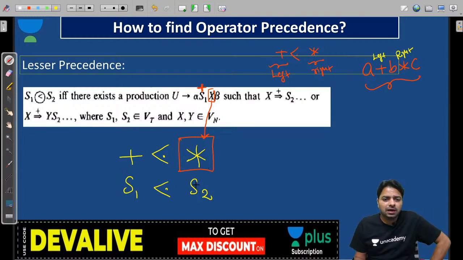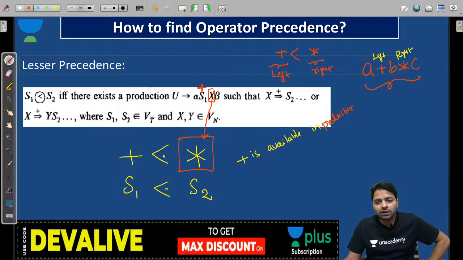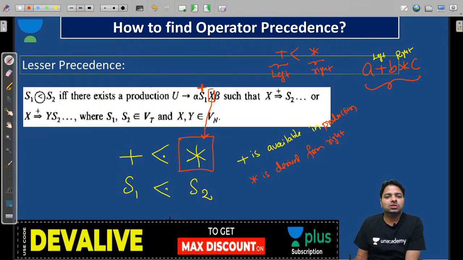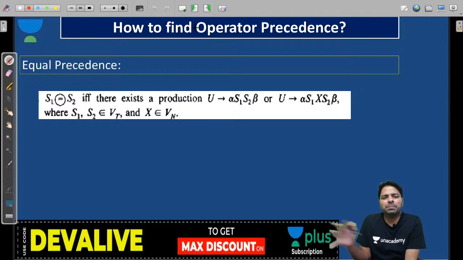Plus is available in any one production, in some production, and star is derived from the right of that plus using some non-terminal immediately from the right. So it's just like you have a plus in some production and try to get a star from the right side, from the bottom, using derivation. That's how to compute the lesser precedence.